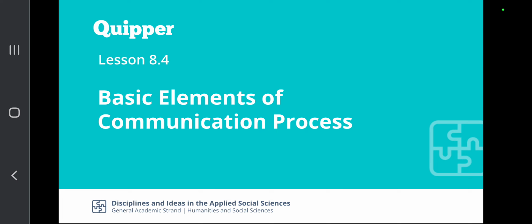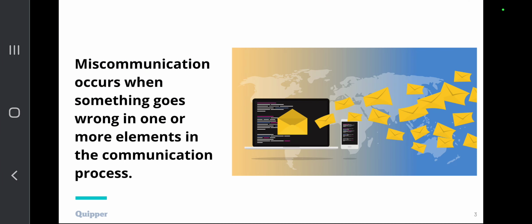So make sure that you have with you your pens and notebooks to jot down salient points of these basic elements of the communication process and questions that will arise during the course of our discussion. Now, if we are both ready, then let us try to start with our lesson.